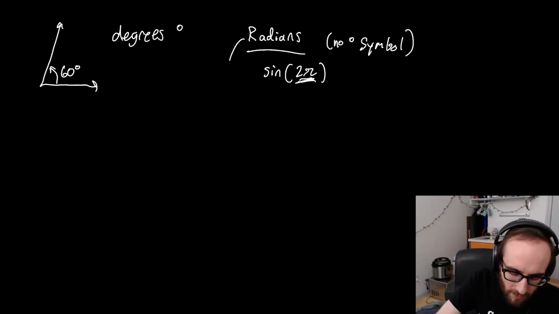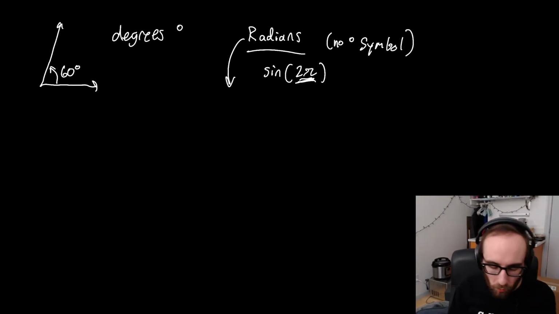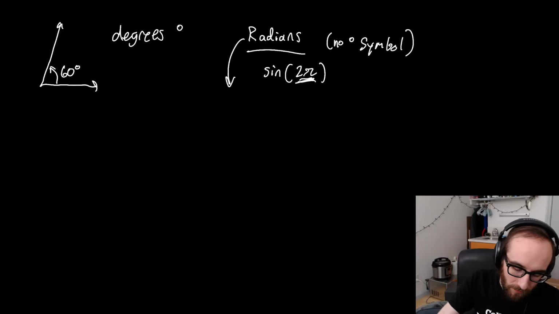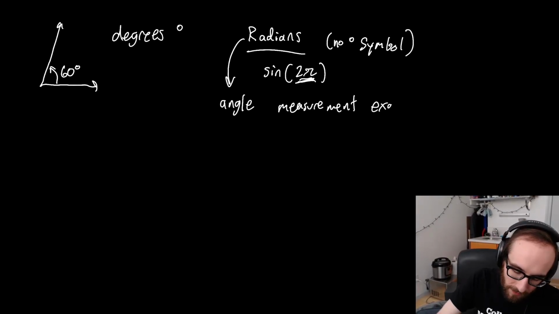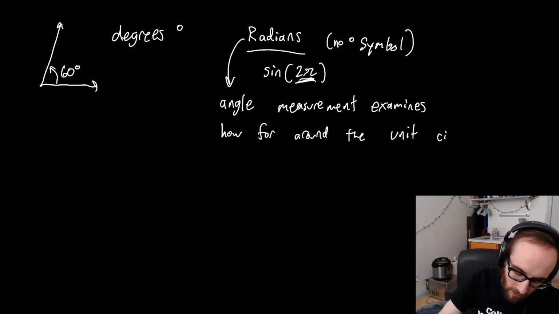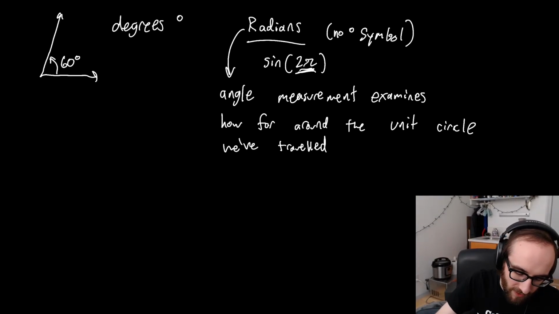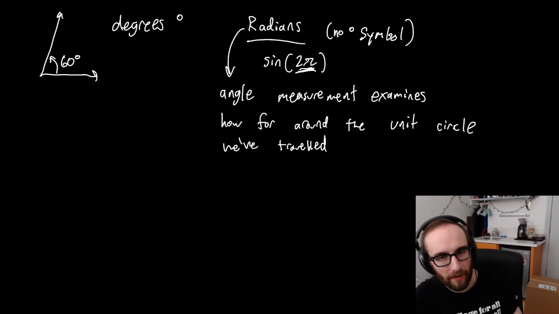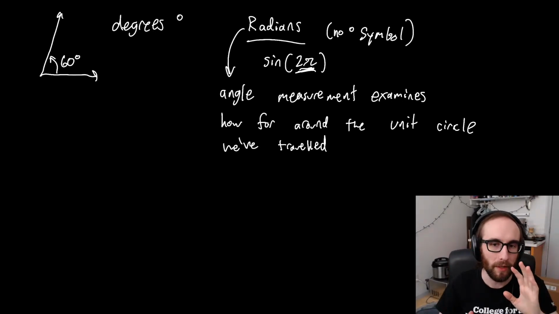Okay, radians are a measurement of rotation, but radians are an angle measurement that examines, one way to think about it, how far around the unit circle we've traveled. So this isn't the official math definition, but I think it's a good way to think about it: how far around the circle have we traveled.